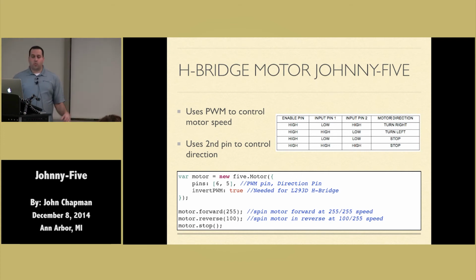What ends up happening is when one pin is low and the other pin is high, it turns the motor one way. When the other pin is high and the second pin is low, it turns in the opposite way. Any other combination and the motor's not spinning.